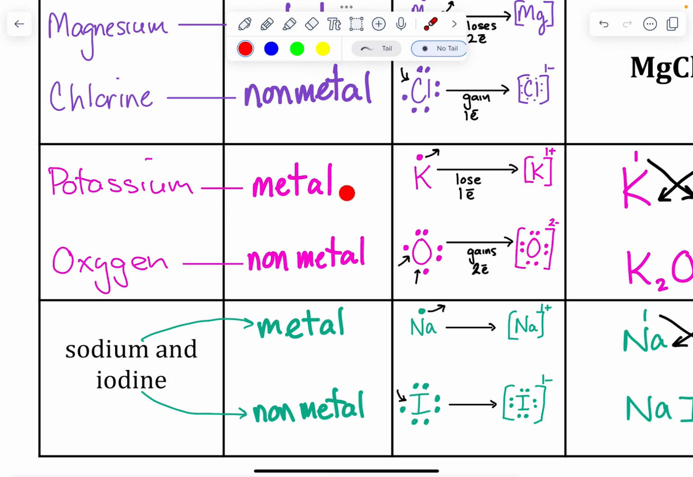Potassium and oxygen. Potassium is a metal, oxygen is a nonmetal. Potassium's in column 1, it has 1 valence electron. It will lose that 1 electron to have a charge of 1+. Oxygen is in column 6, so it has 6 valence electrons. It needs to gain 2 to become stable. It gains those 2, and now it has a charge of 2-.